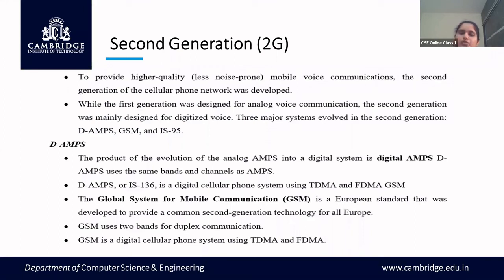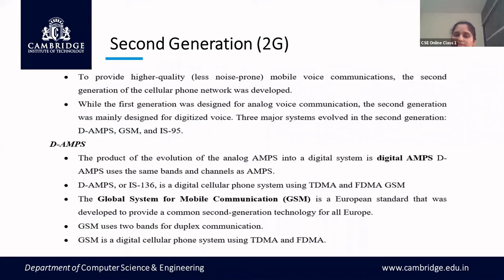Have you heard of voice over IP? Voice over IP was used for your second generation. It was using three technologies: D-AMPS, that is digital AMPS, followed by GSM and IS-95. Any doubts? Those were the three technologies they were using.